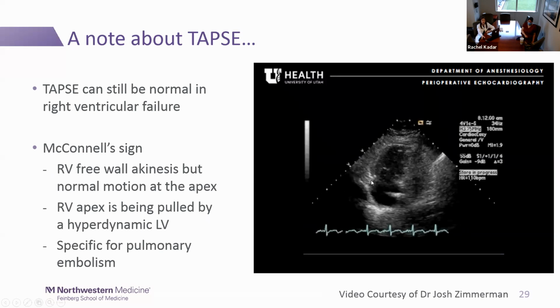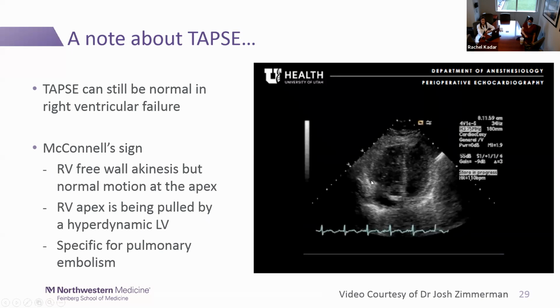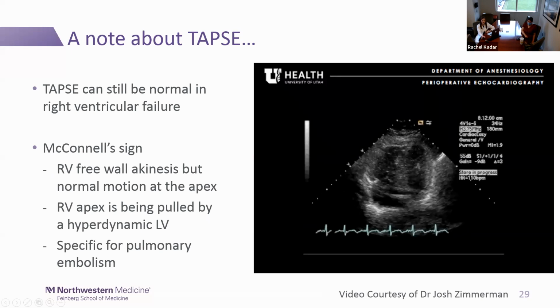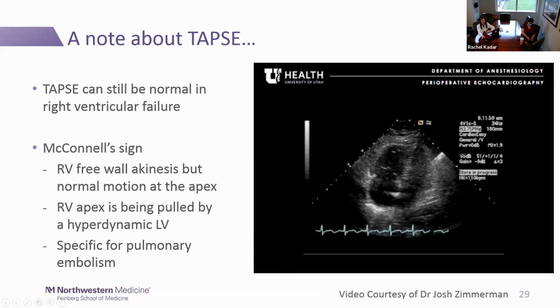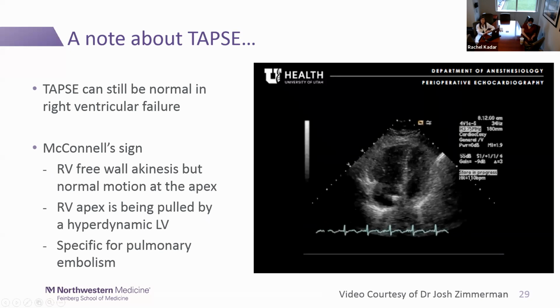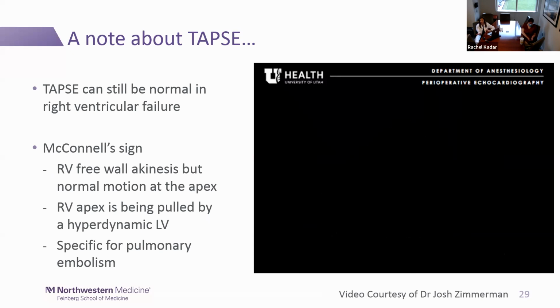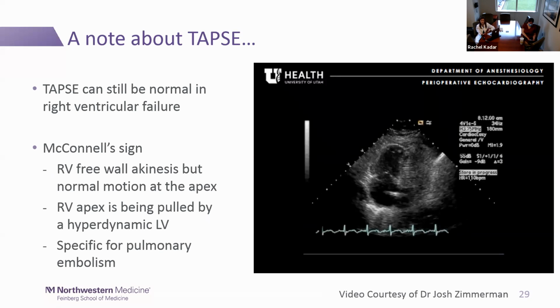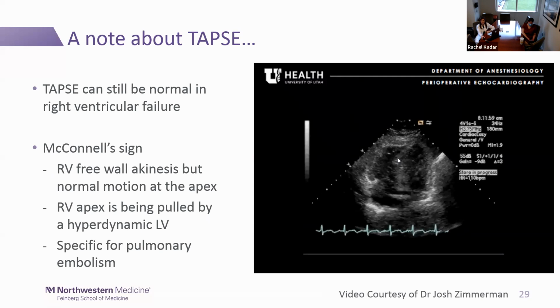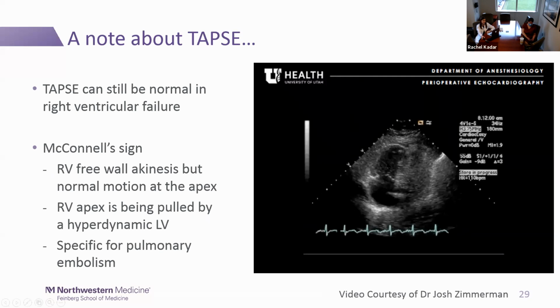So if I put my cursor right here, though, we do see that there's a normal TAPSE because that is moving. However, if we look at our right ventricular free wall, we can assess RV function the same way we do LV function. Are the walls thickening? Is the chamber size getting smaller? And we can see here that clearly we have RV free wall akinesis. It's not moving. We're in RV failure.